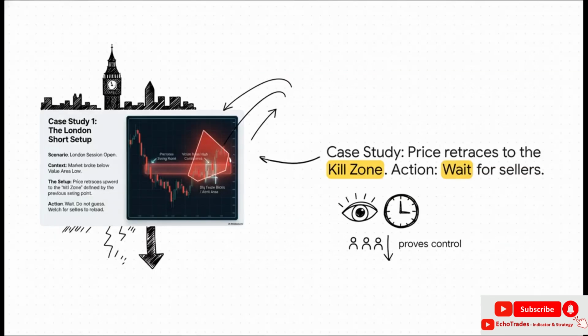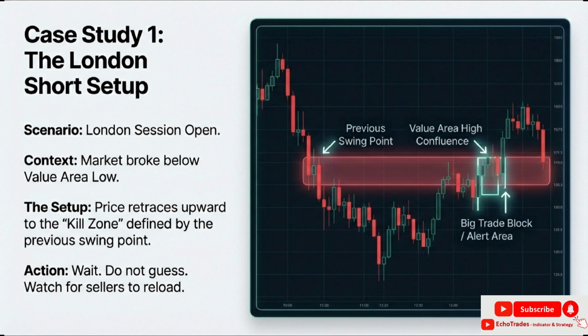Okay, so here we've got a short setup during the London session. So the context is the market broke down below its prior value area. The setup is that price then pulls right back up into that kill zone we already defined. And what's our action? Simple. We wait. We're not guessing here, we're watching. We need the sellers to prove to us that they are still in control.